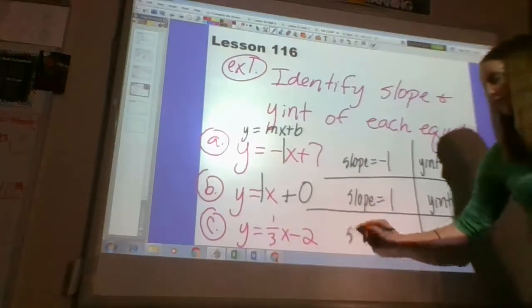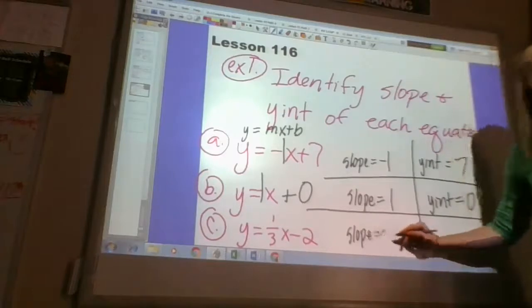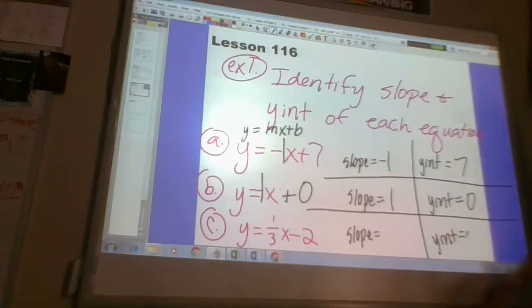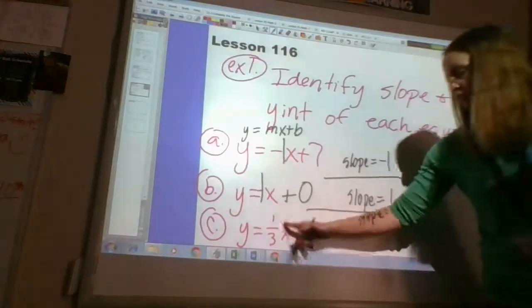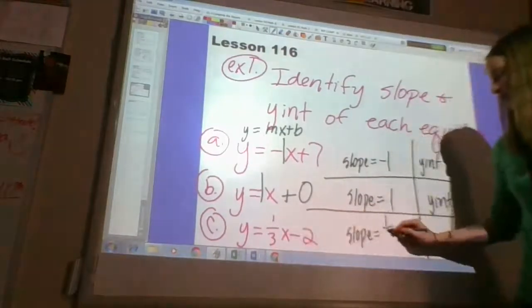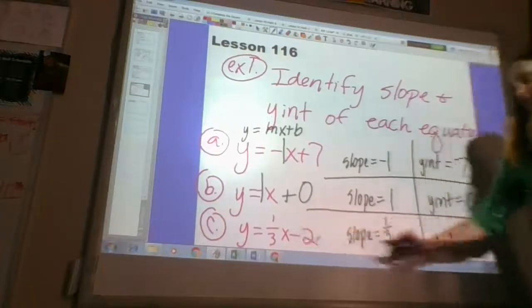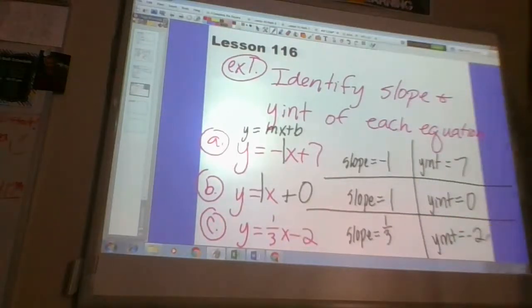And then for the next one, slope. I'm going to give you a moment to identify the slope in the y-intercept. And hopefully you ask yourself slope. It's always the value in front of x. Slope is 1/3. The y-intercept, this one's a little tricky because there's a negative. So it's actually a -2.